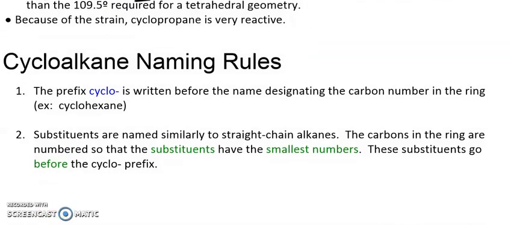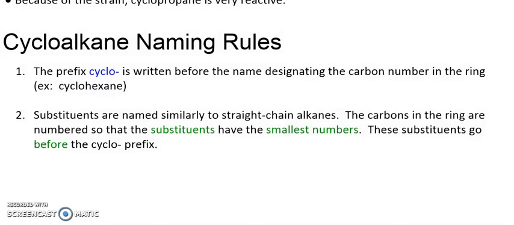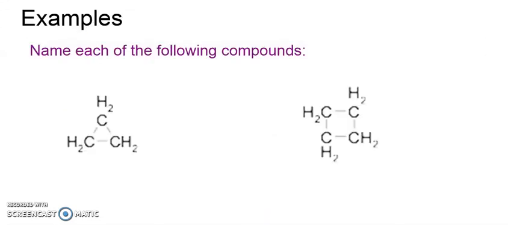When you name these, you have cyclo at the beginning, so it's written before. Substituents are named the same as your straight chain alkanes. And carbons are numbered again so that the substituents have the lowest or the smallest numbers. So really, if you have substituents, one of them is always going to be at 1, because if you're in a circle, you could start your numbering anywhere.